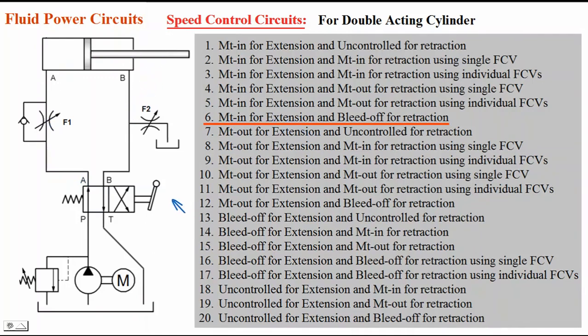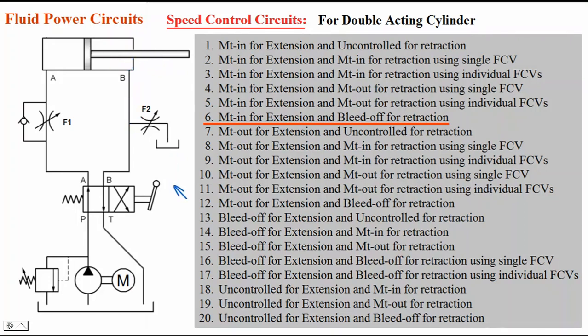During retraction what will happen? I will keep the lever in the other position. Oil starts flowing from P to B and A to T in the second position. So oil will flow from P to B and it flows like this, and a part of the flow is diverted back to the tank through this bypass line which contains a flow control valve. So we call it the bleed off method. Only the remaining oil will flow into the cylinder during retraction. So this is bleed off for retraction.